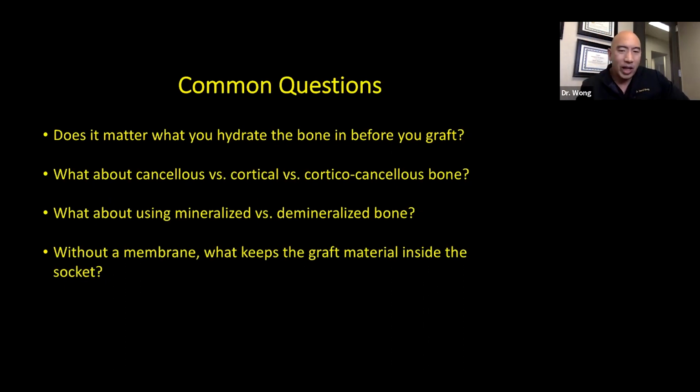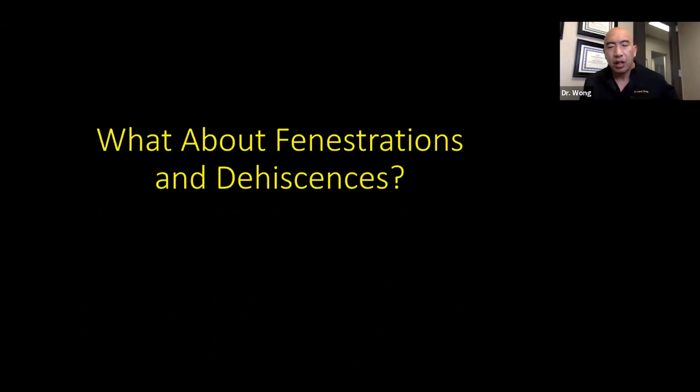Without a membrane, what keeps the graft material inside the socket? Once again, you can use that biostrip if you want to, but even if you didn't, what keeps it inside the socket is a blood clot. The patient goes home with a gauze pack in their mouth. An hour later, they're going to have a nice bloody blood clot over the top of that graft material, because we didn't overpack it, and that's what's going to keep it in place.